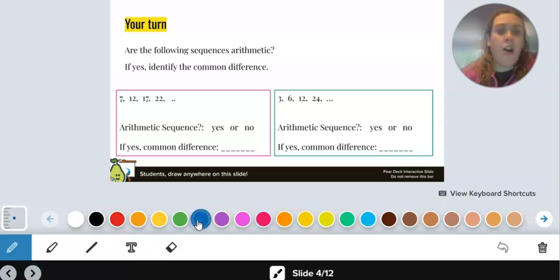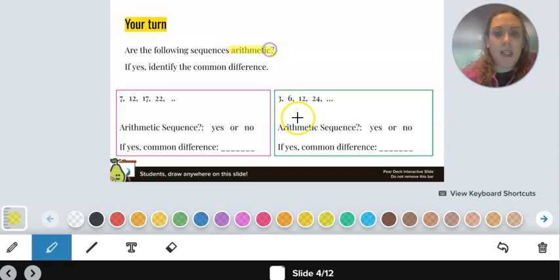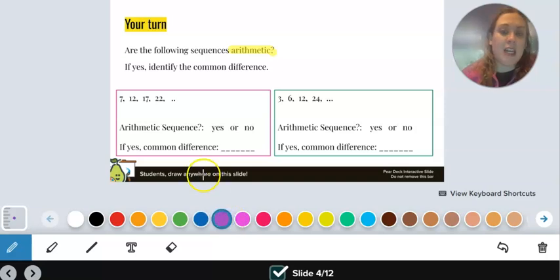Same thing. Are the following sequences arithmetic? And if they are, what is the common difference? So we just do a little investigating at first. 7 to 12, we can see it's getting bigger, so we're going to be adding a positive number. 7 plus 5 is 12. 12 plus 5 is 17, so that works. And 17 plus 5 is 22. So yes, this is definitely arithmetic, and our common difference is a positive 5.